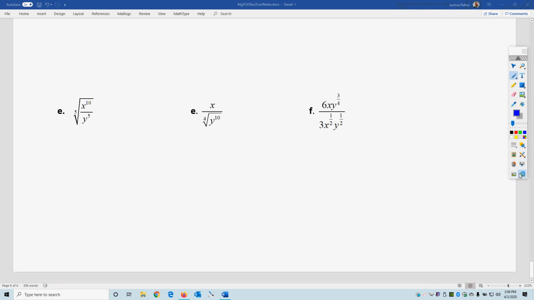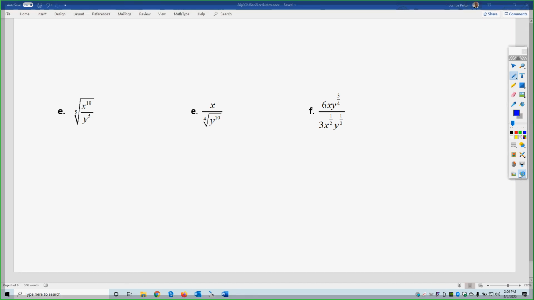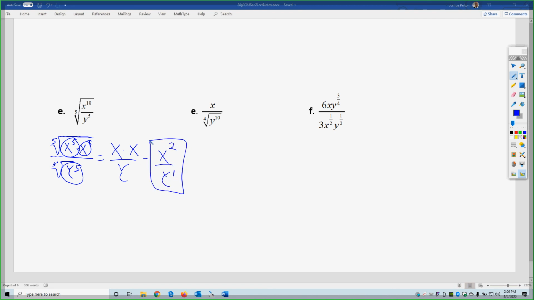Okay, quotient rule. Are these groups of 5? Yes, they are. So I have the 5th root of x to the 5th and x to the 5th. I can break it up into 2, top and bottom, using the quotient rule of radicals. Group, group, group. So I have x over y, or x squared over y to the 1. So next one, this fails the third rule, which is you can't have radicals in the denominator. I have 10. I need the next factor of 4, which is 12. So I need 2 more y's to make this work.